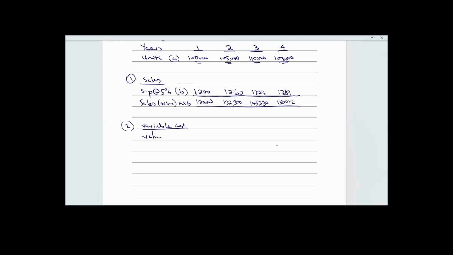So variable costs per unit. I will go to the question: what's the inflation rate on variable costs? We are told that variable production cost per unit is 750 naira. Then production cost inflation is 8%. Therefore, at 8%, the first year price is 750. So I need to inflate my variable cost per unit. Therefore, I would say 1.08 multiplied by 750 equals 810.